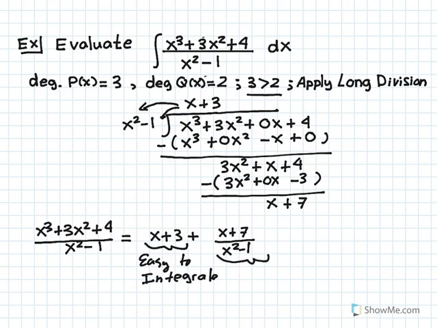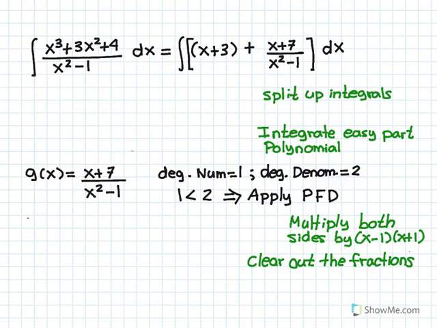And this part here, x plus 7 divided by x squared minus 1, we're going to apply the partial fraction decomposition. All right, so what we have is the integral of x cubed plus 3x squared plus 4 divided by x squared minus 1, integrated with respect to x. We applied long division to obtain x plus 3 plus x plus 7 divided by x squared minus 1, integrated with respect to x. Let's split up the integrals. So we have the integral of x plus 3 dx plus the integral of x plus 7 divided by x squared minus 1 dx.